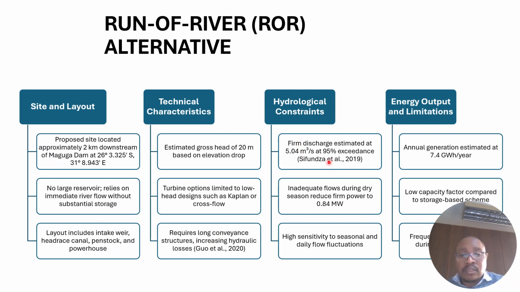And then on the hydrological constraints, the firm discharge is estimated at 5.04 cubic meters per second at 95%. And inadequate flow during the dry season reduces the firm power to 0.84 megawatts. And then there is high sensitivity to seasonal and daily flow fluctuations. Then in terms of the energy output, the annual generation is estimated at 7.4 gigawatt-hours.